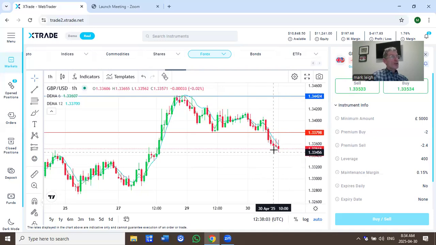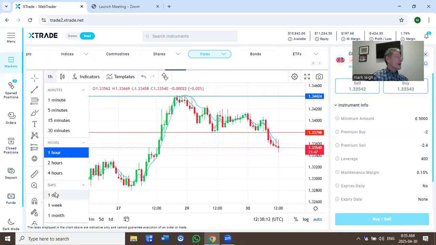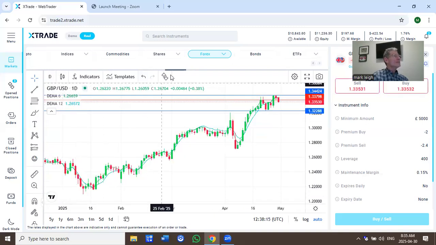If there's going to be a turnaround, that's the first level that buyers, those buying the pound and selling the US, will look to get above: the 133.79 level. Let's have a look at the US yen.